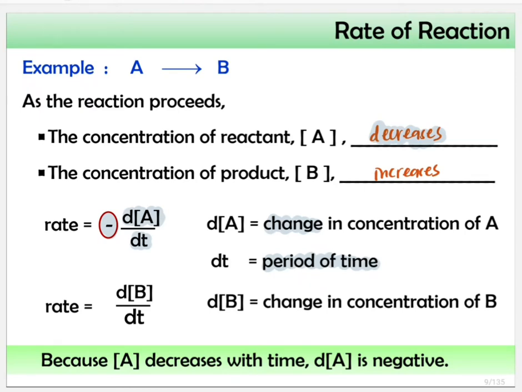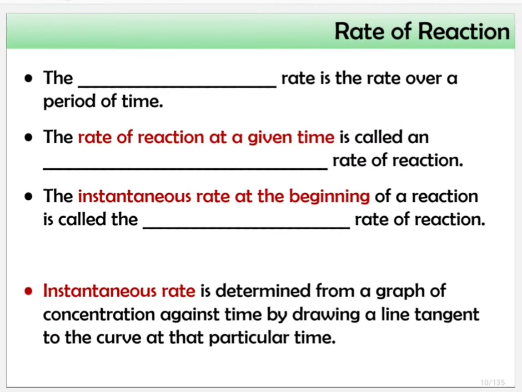Okay, what about B? B is product. Okay, makin lama makin bertambah. Concentration increases. So, you tak boleh guna negative. So, untuk B, okay, tak ada negatif lah dekat sini. d[B] over dt. Okay, so d[B] adalah change in concentration of B. Okay. So, untuk rate of reaction, kita boleh bahagi lagi kepada 3 jenis. Okay, so the first one is the rate over a period of time. So, rate over a period of time, kita akan panggil average rate.